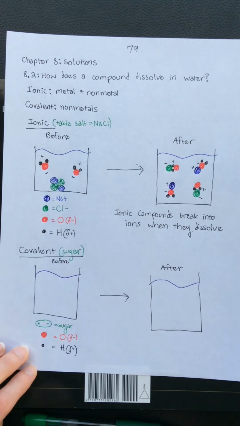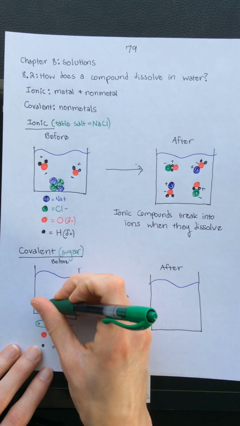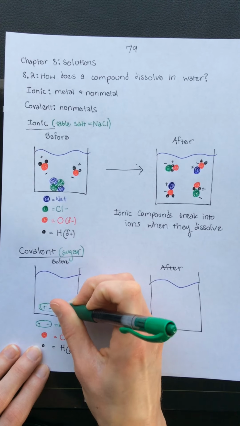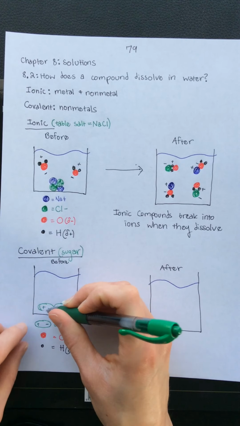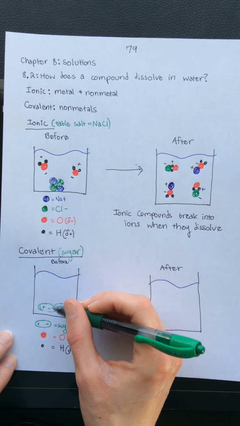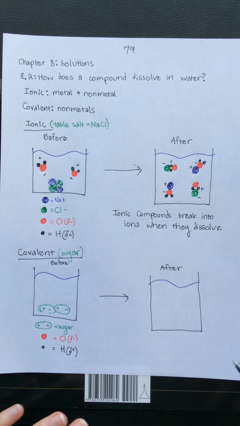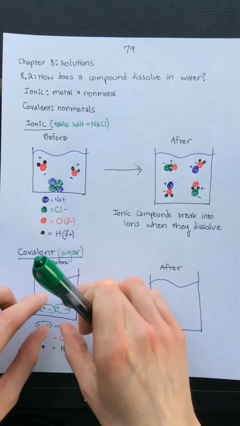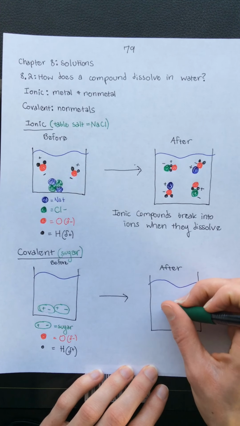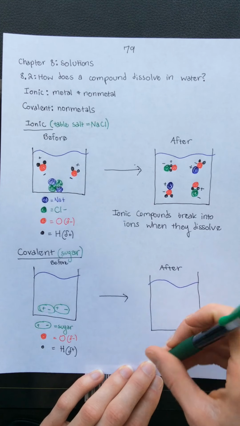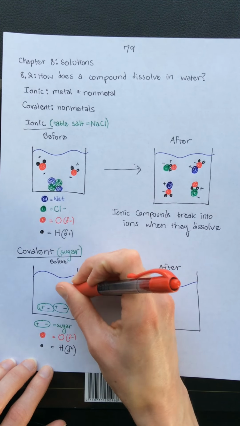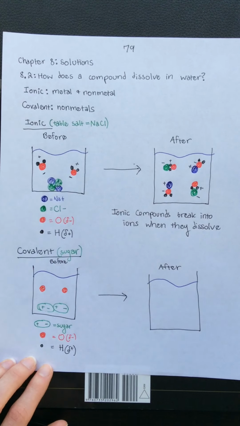So when we put sugar into water, let's say we just have a couple of sugar molecules in the water. So we'll say this is 2 sugar molecules. These are not going to break apart into ions. These molecules are going to stay together. However, the 2 molecules will separate from each other. So after it dissolves, I guess we should draw our water molecules first. So let's draw 2 water molecules.